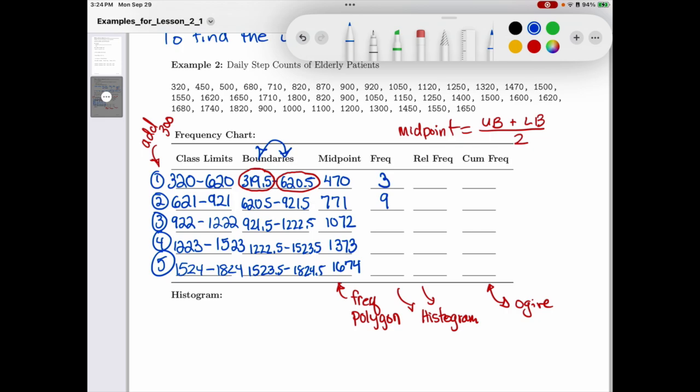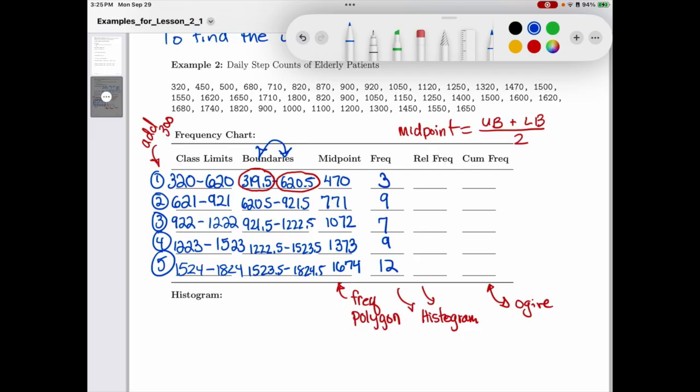And then again, I continue the process. If I look at the third class, there's going to be 7 values that fall between 921.5 and 1222.5. And then I just keep counting. So for the last 2 classes, our frequencies are 9 and 12.